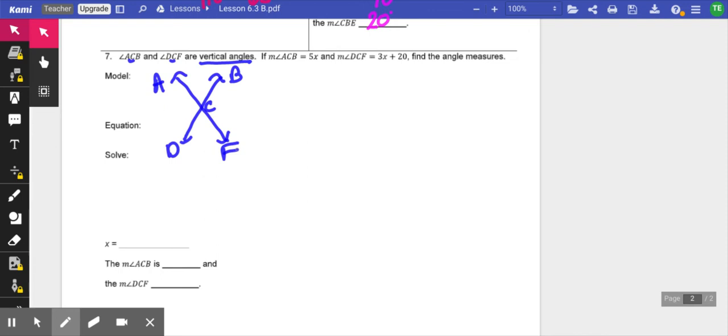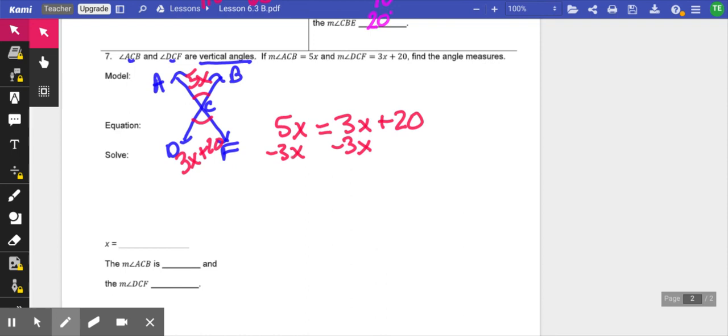Okay. ACB is 5x, and DCF is 3x plus 20. And I remember the vertical angles are congruent, so I can make them equal. 5x equals 3x plus 20. Then we have to remember how to solve an equation when we have variables on both sides. You want to get the variables to one side. I like to move the lower variable. Doesn't really matter, but I just like to move that lower variable. So here I get 2x equals 20. Then I divide, and I get x is equal to 10.